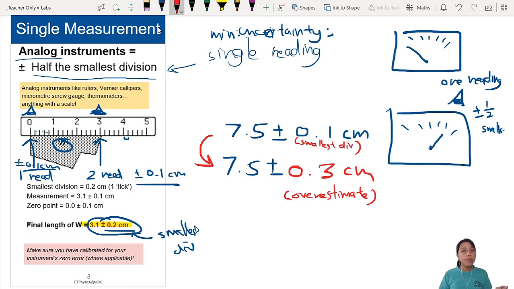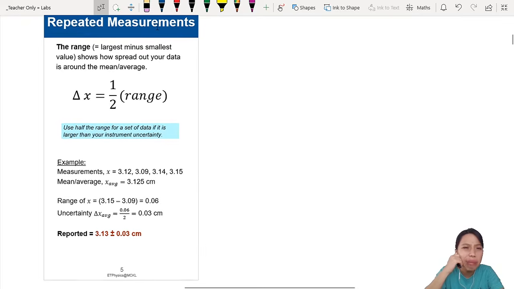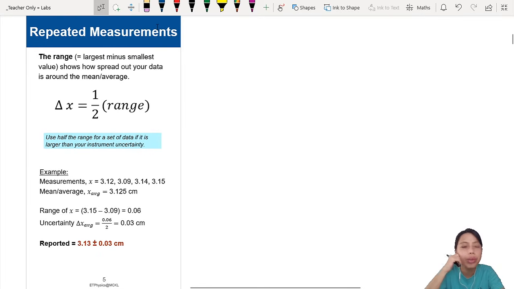It's the same thing for any kind of analog instrument. When you're measuring lengths, especially, you do a lot of lengths. Try to think how hard it was to measure your thing, and then you can choose a number that's a little bit bigger. Sometimes you may prefer something more concrete. Say, Miss, I don't like this, I don't know what number to choose. Okay, if you don't know what number to choose, then you take repeated measurements.